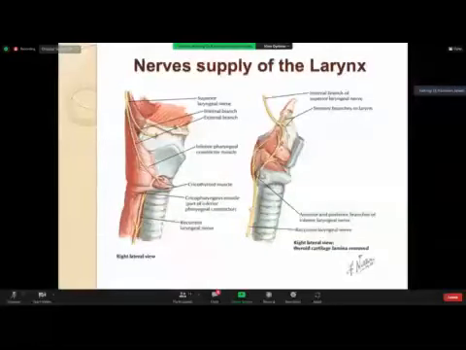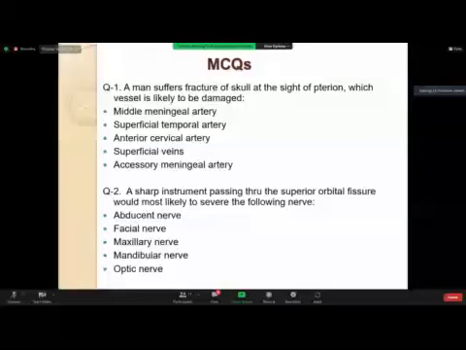अब हमारे कुछ MCQs हैं. I think इनको देखते हैं. माइक ओपन करेंगे. मैं रीड करूं, आप आंसर करेंगे.